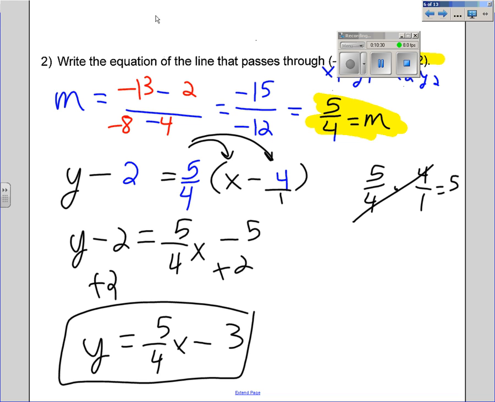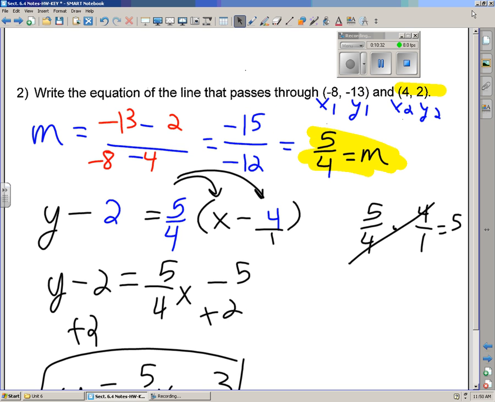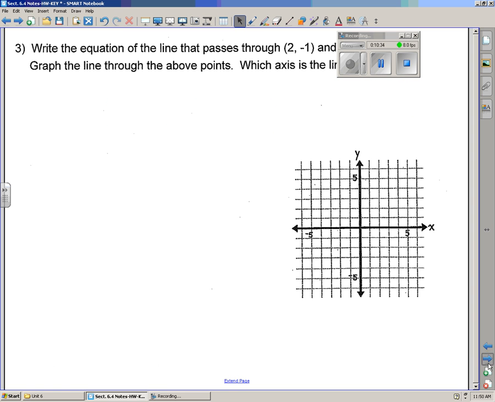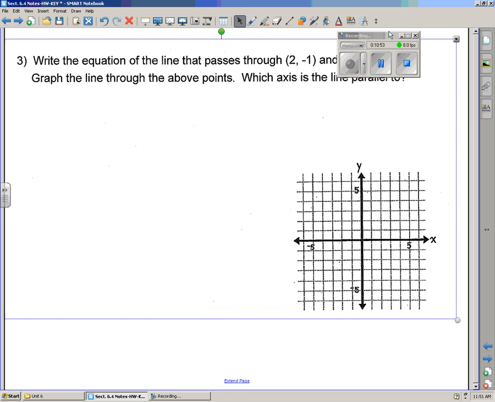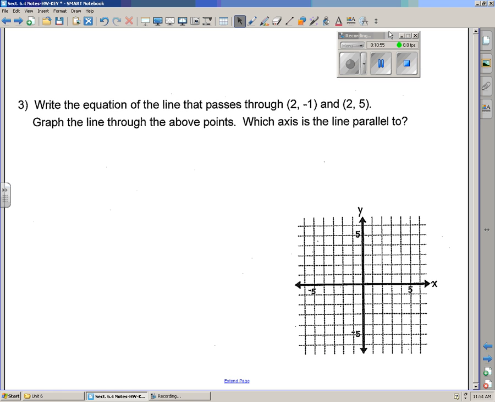Okay, I'm going to go on to the next one. So this guy, write the equation of the line that passes through the points 2, -1 and 2, 5. Graph the line through the above points. Which axis is the line parallel to? So when we try to find the slope of this, I'll just drop this down. Alrighty. So we need to write the equation of this line.